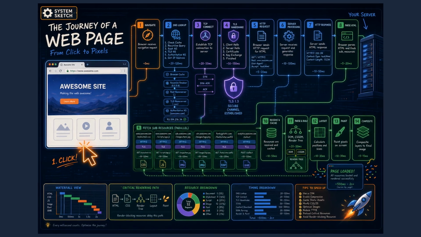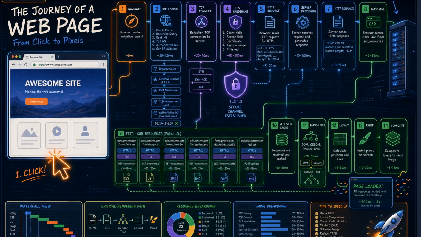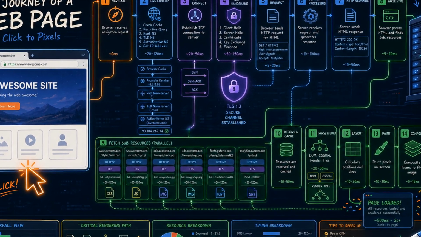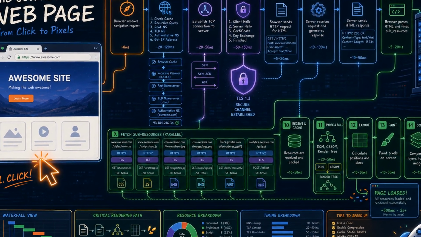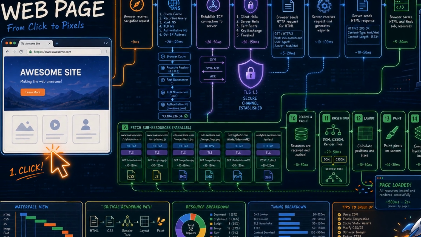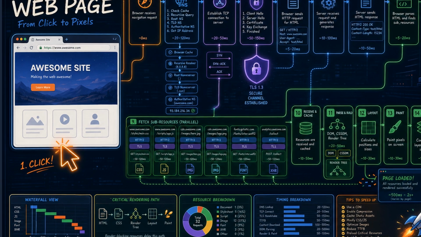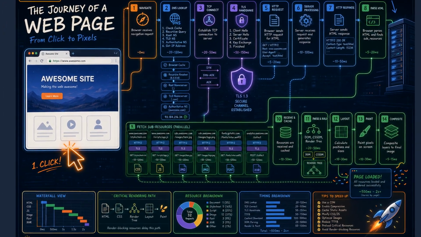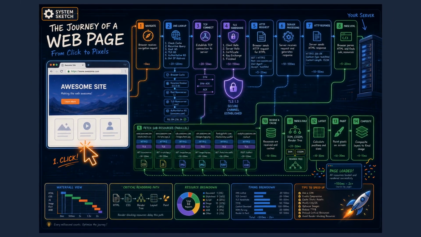You click a link. A full web page appears. Colors, images, text, interactive buttons. The whole thing visible within a second or two. But that single click triggered a cascade of at least a dozen distinct technical operations, each one depending on the previous, running across networks, servers, and your own device simultaneously. Nothing about a web page loading is simple. It only feels that way.